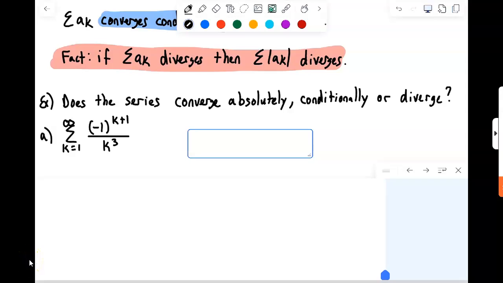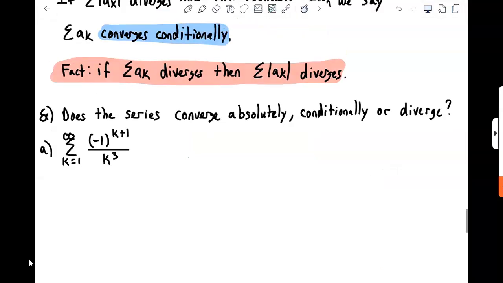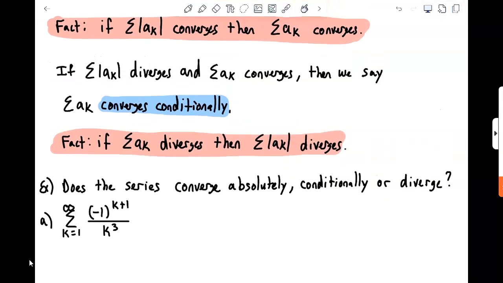Okay, so now we're going to approach the question. Now that we've talked about absolute and conditional convergence, given a series, does the series converge absolutely, conditionally, or does it diverge? Now, what you choose to do, you really have two options.